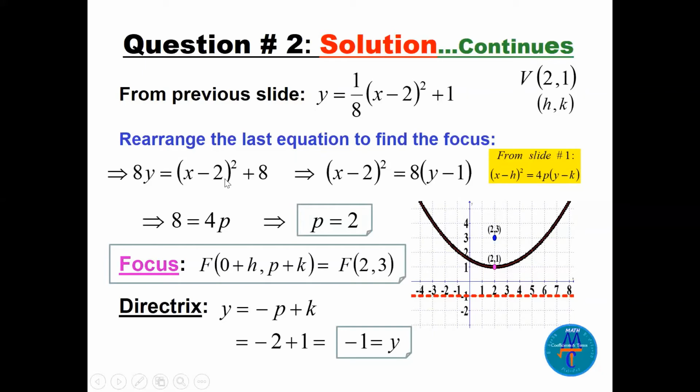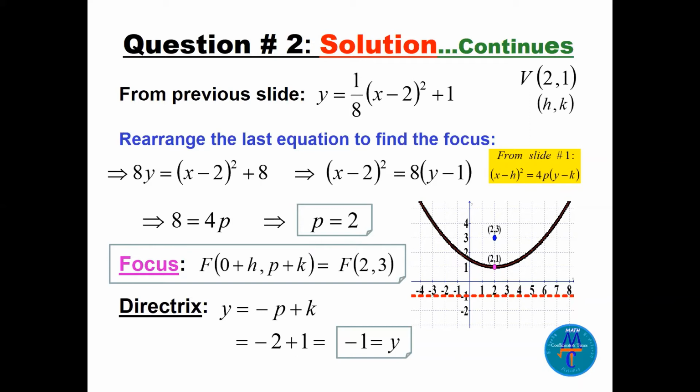Multiply by 8, everything. Take 8 on the other side, common factor. Now you have (x minus 2) squared. Just compare it with this yellow here. Compare it here. (x minus h) squared is equal to 8(y minus k). So 8 is the value of 4p. So p will be 8 over 4, which is 2. You can see now p here is 2.